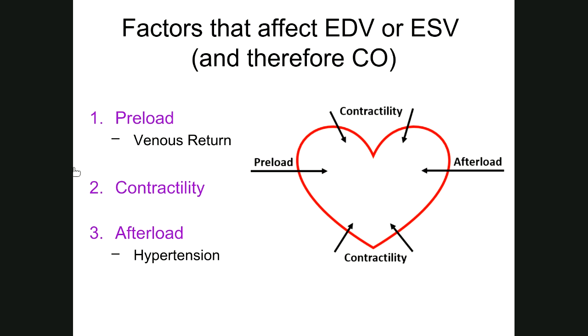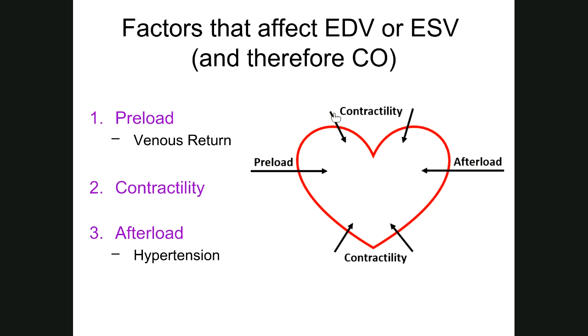If you think about what preload is, by definition, it's blood returning to the heart. So the faster the blood returns to the heart, the more blood we're going to have in the left ventricle at the end of diastole. The slower the blood returns to the heart, the less blood we're going to have in the ventricles at the end of diastole. So preload is affecting specifically the EDV or the end diastolic volume. It's affecting how much blood is in the left ventricle at the end of diastole or at the end of filling. Contractility is basically how strongly the heart is contracting.